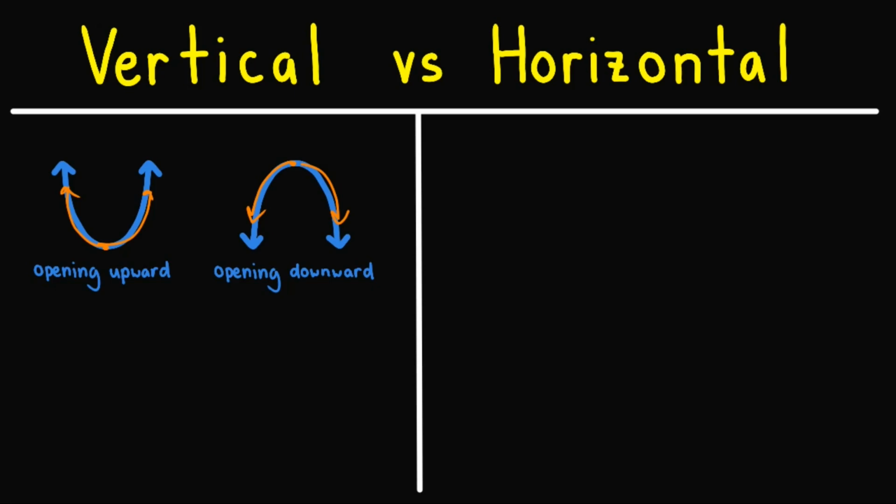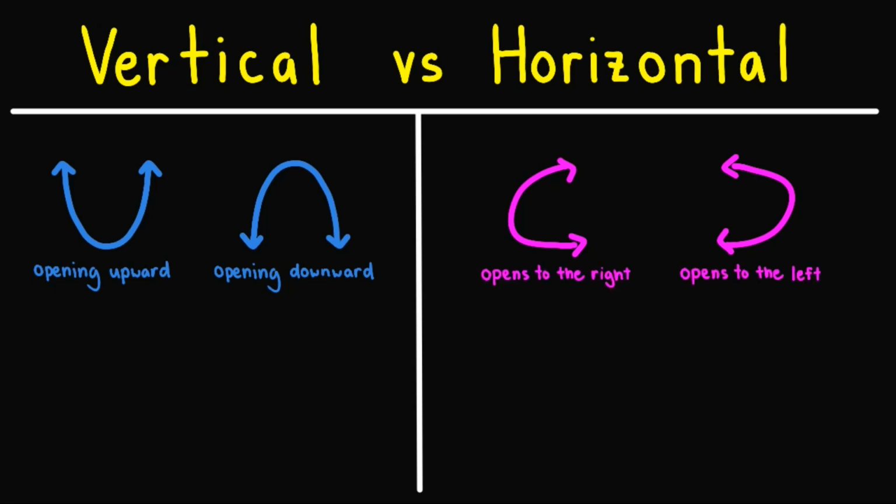For horizontal parabolas, these are parabolas of this form. Either it opens to the right or opens to the left. Similar to this one, opens to the right, like starting out here, goes in here, and starting from the left, goes out here. And it is oriented horizontally since it is only either to the left or to the right, not up and down.